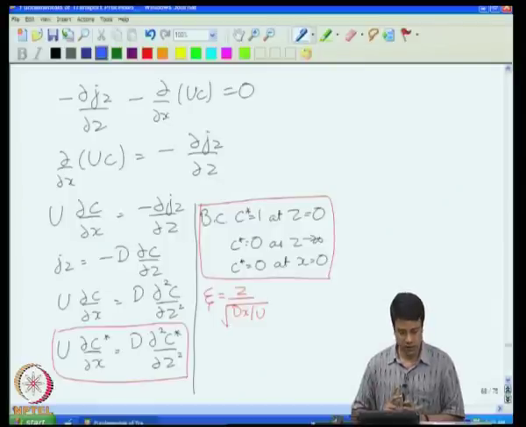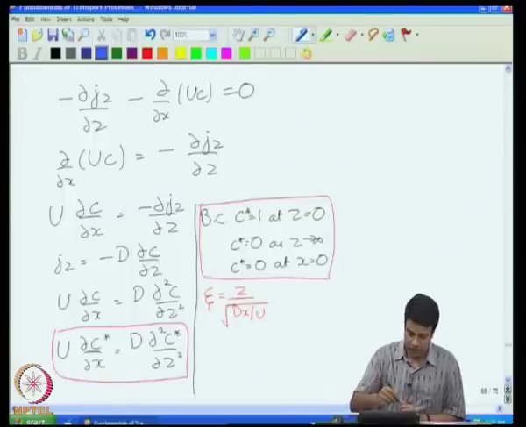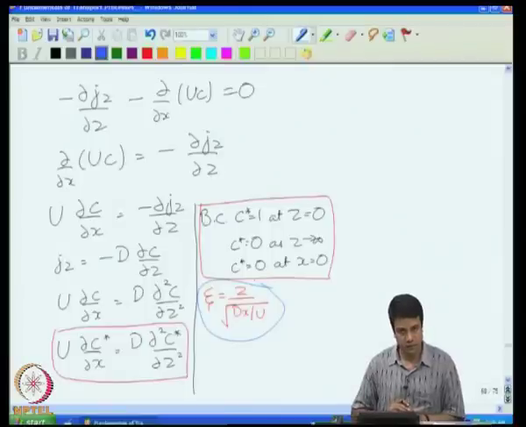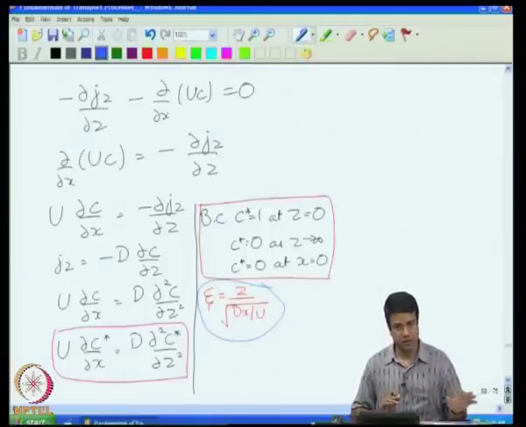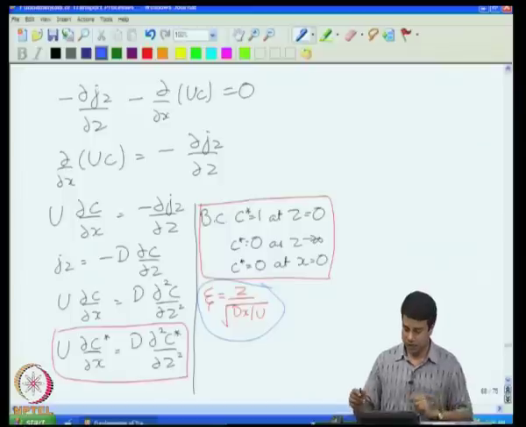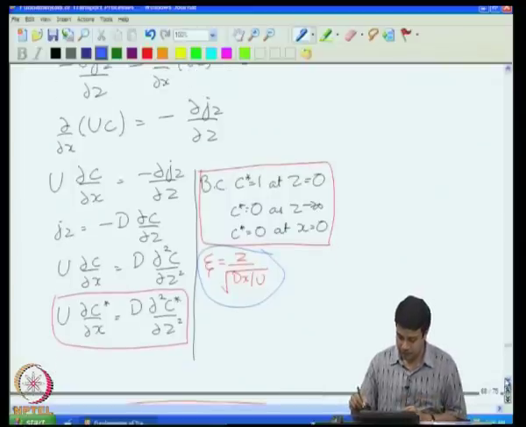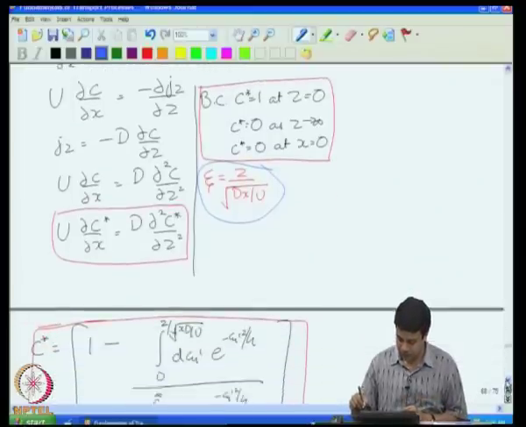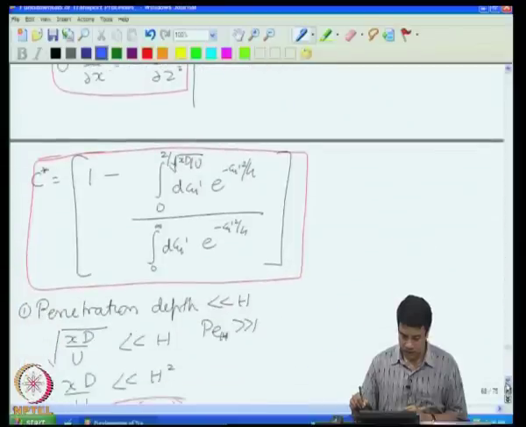U is independent of position. So, I have u times dc by dx instead of dc by dt. Okay. So, the solution is exactly the same, except I have to replace t by x by u, and then I get the exact same solution. Okay. So, if I define a dimensionless variable of this form, where t is replaced by x by u, the solution that I got for the unsteady problem can be written down in exactly the same manner for this steady state problem. Okay. And I had got out that solution for you.